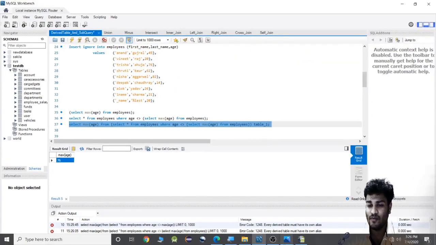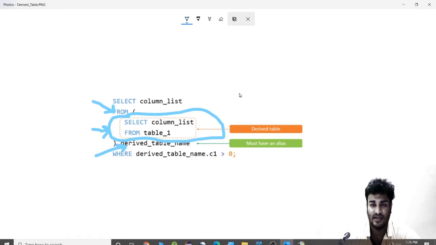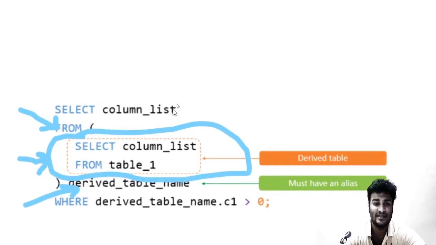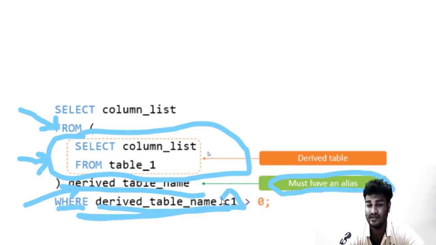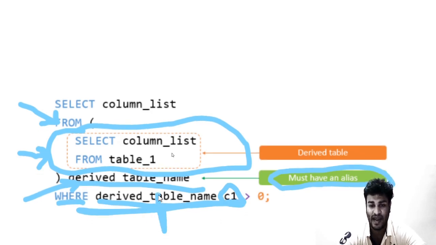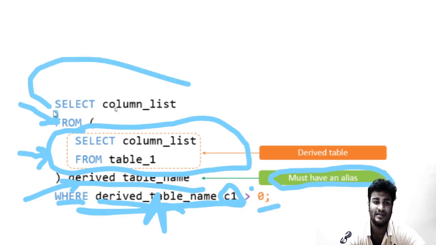So I will go back to this particular image. You can see over here that this is the derived table, and it must have an alias, as we have seen. This is the name of the derived table. So in the where clause, if you need to mention something out of it, you can use the name of the derived table, and then the column name. This is the column name, and this is the name of the derived table. This is the greater than condition, and this is the value for that condition, right? And these are the column list at the outermost area.